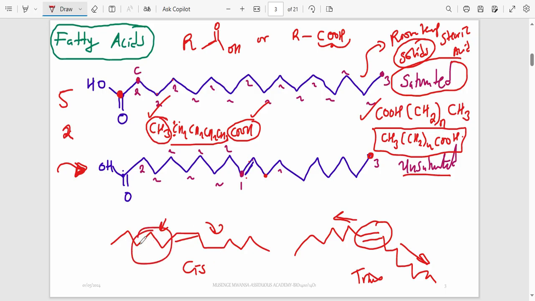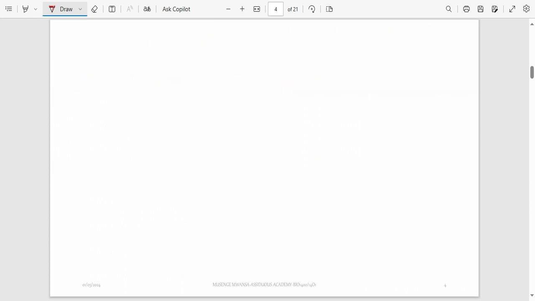Because the groups are both down for a cis compound, this makes the compound more flexible than the trans. Just know that this one is more flexible than the trans. Peter, is that okay? Okay. So that is it on the fatty acids.